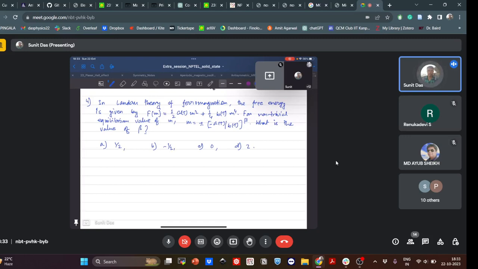Okay, so in Landau theory of ferromagnetism, the free energy is given by f of m equal to half of a function of t, m square, plus 1 by 4 b of t m to the power 4, where m is the magnetic moment or magnetization. For the non-trivial equilibrium value of m, the expression is m equal to plus minus minus a of t by b of t to the power beta. So what is the value of beta? We need to find beta.